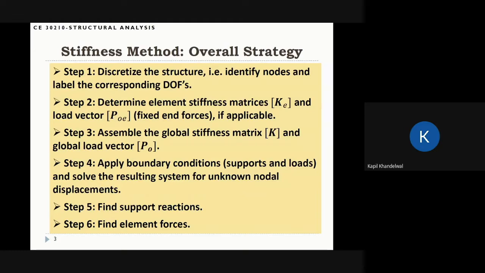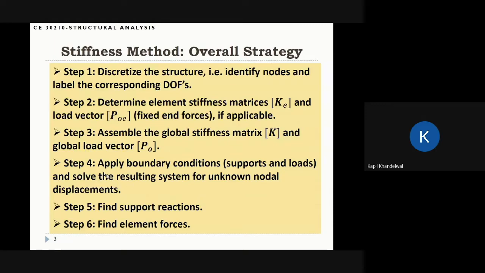And finally, we assemble KE and PO for every element into a global system that will give us a global stiffness matrix for the entire structure and the global load vector for the entire structure. So this PO is the effect of all the forces that are applied within the member. There are two types of forces we will see. One is directly applied at the nodal points, and the other is forces that are applied within the member. So PO is the effect of the forces that are applied within the member, not at the nodal points.